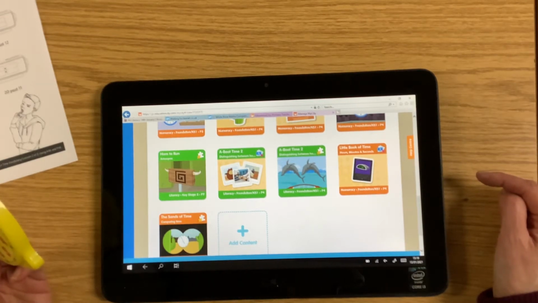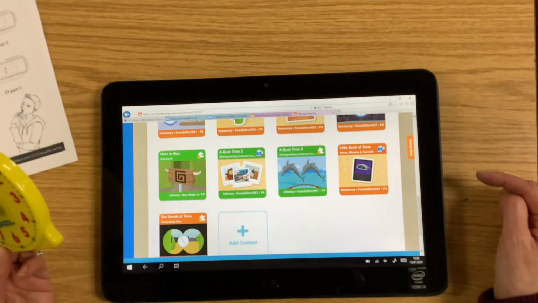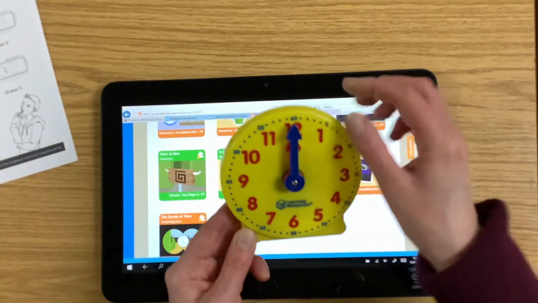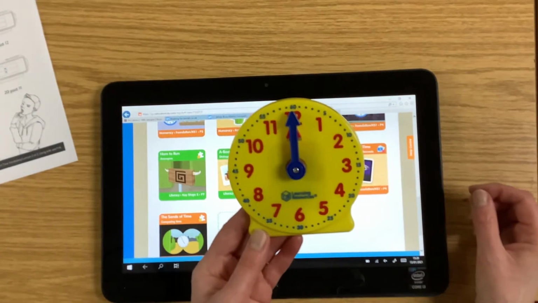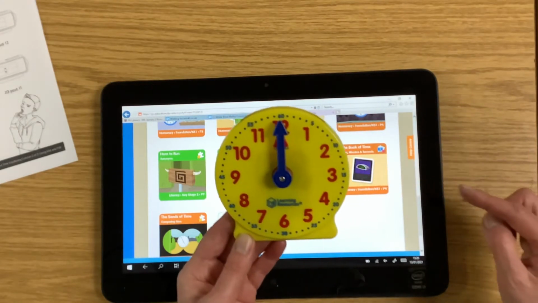So for example, things like there are 60 seconds in 1 minute, there are 60 minutes in 1 hour. And one of the things we're going to concentrate on today is thinking about the hours, and how our day is divided into 24 hours. Now we know that in a day there are 2 12 o'clocks, 2 1 o'clocks, 2 2 o'clocks, 2 3 o'clocks, and so on.